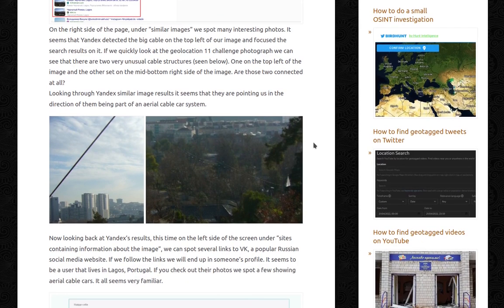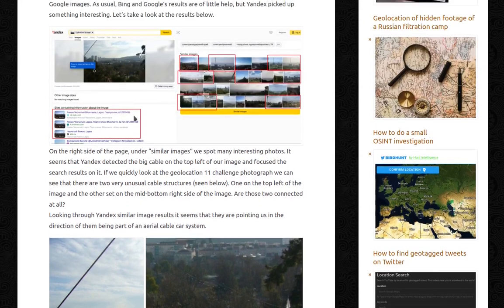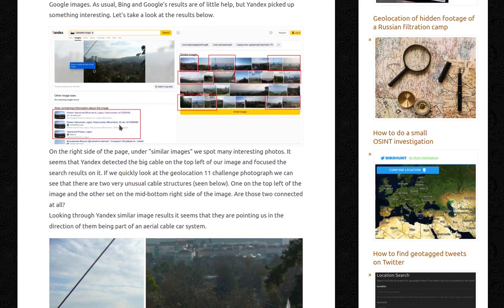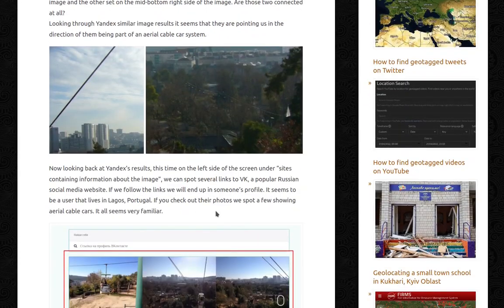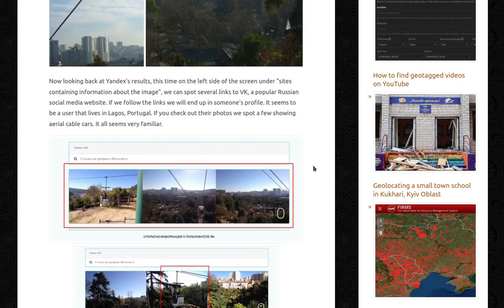So looking through Yandex similar image results, it seems that they're pointing us in the direction of it being part of an aerial cable car system. Now, looking back at Yandex results, this time on the left side of the screen under sites containing information about the image, that section there, we can spot several links to VK, a popular Russian social media website. If we follow the links, we'll end up on someone's profile that obviously I'm not going to link.